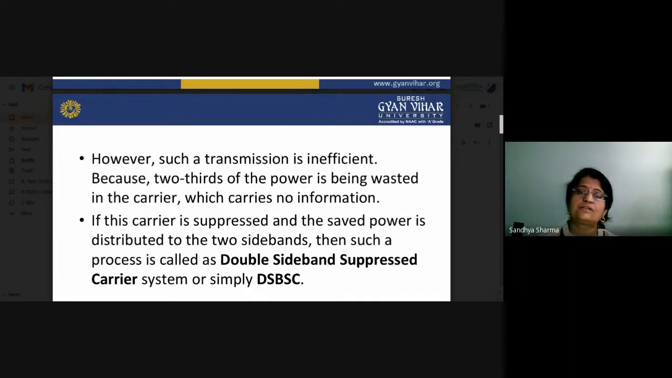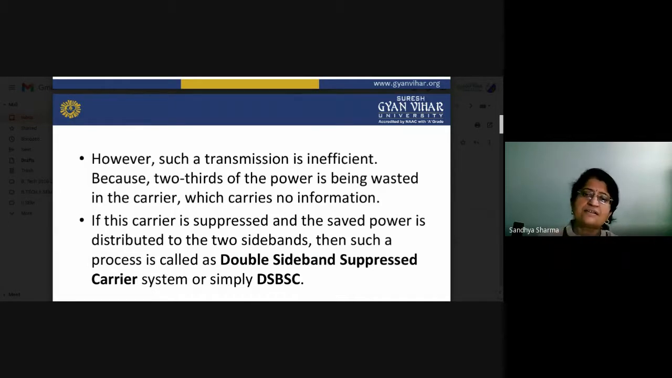So if we are talking about the distribution of power, we have seen that 2/3 of the power will be carried by the carrier, and only 1/3 of the power is distributed in our sidebands, which will carry the information. So we can see here that there is a large wastage of our power. So this transmission system is not very efficient.